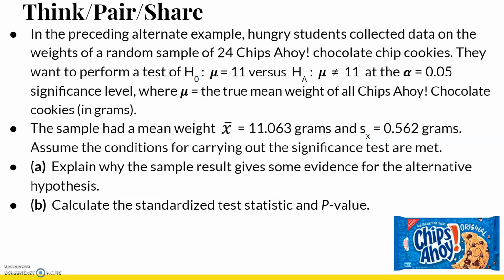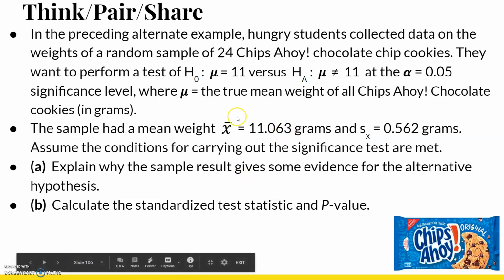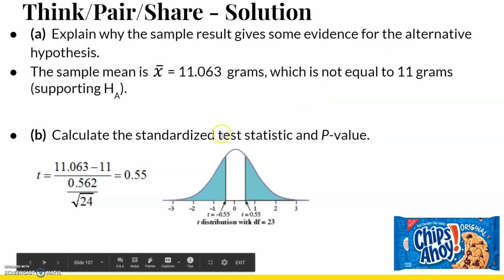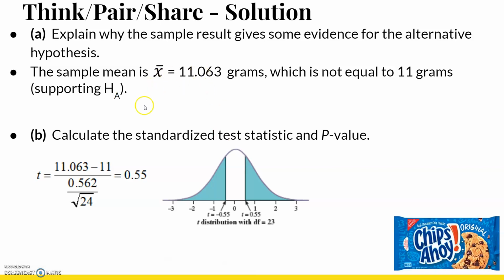Okay, so hopefully you paused the video. Why does the sample give some evidence? Well, it's not 11, so we have some evidence for the alternative. Now we're going to go ahead and calculate the standardized test statistic. So here you get your sample mean minus the hypothesized mean of 11, and you divide it by the standard error, 0.562 divided by radical 24, and you get a test statistic of 0.55.